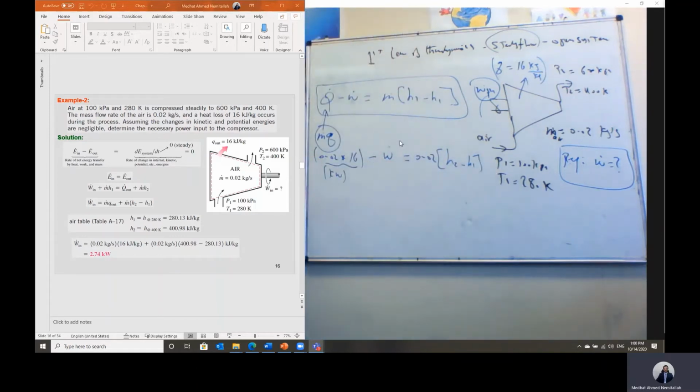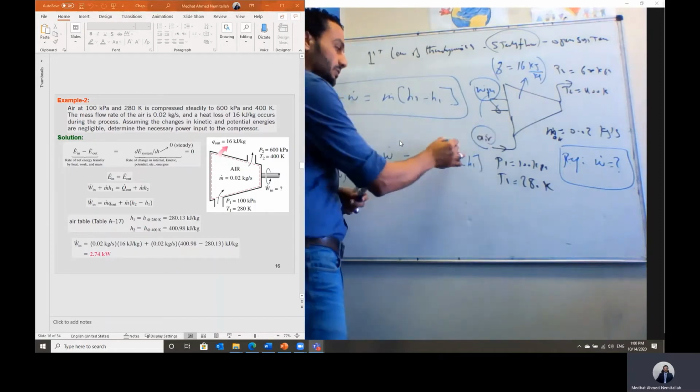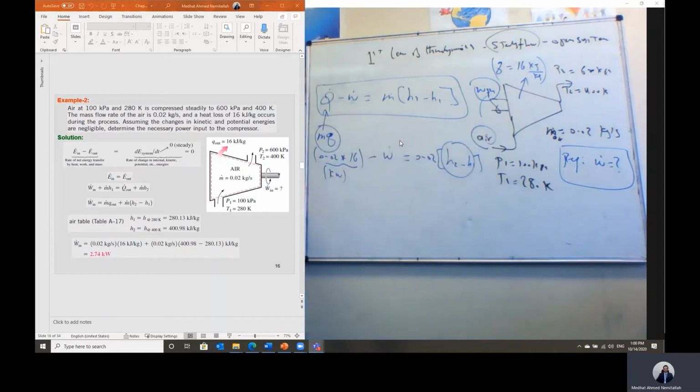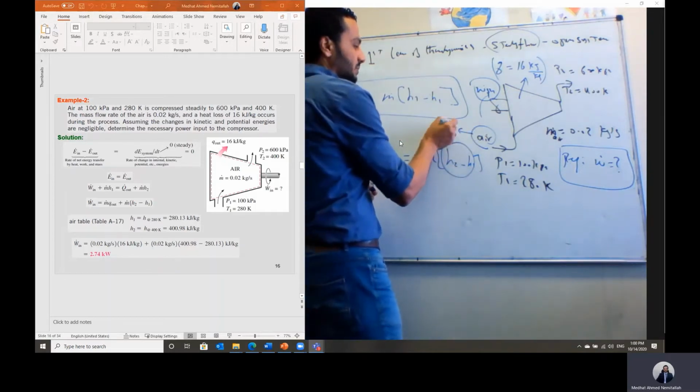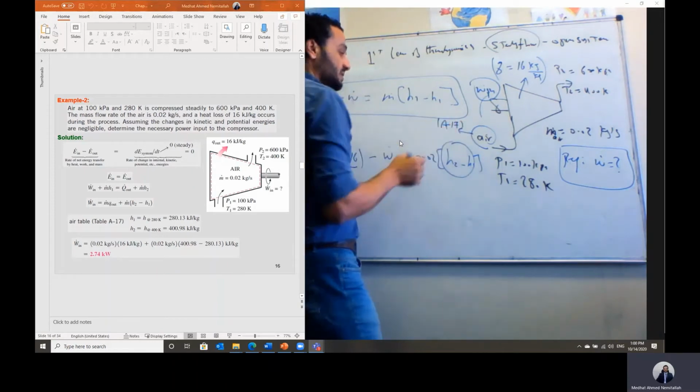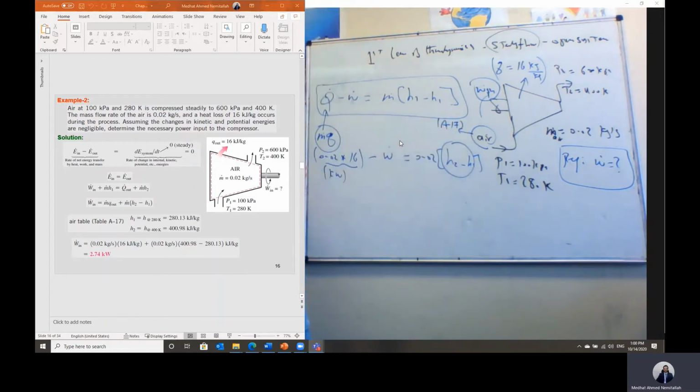Okay, in this case, the working fluid is air. To calculate delta H, we have learned how to calculate delta H for gases. We have two options: either to use the variable specific heat analysis using tables A17 to A25, where air is table number A17 in this case, or we have the constant specific heat analysis.